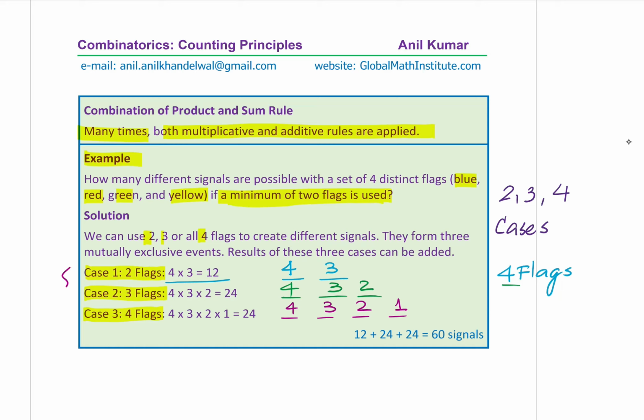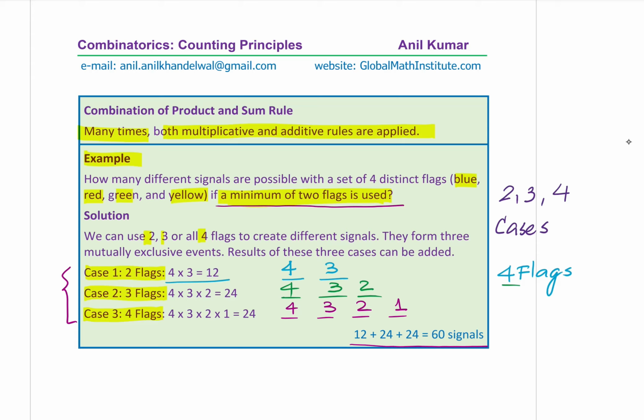Now, total is all the 3 cases together. Since the question says that a minimum of 2 flags is used, that means 2 flags could be used, 3 flags could be used, or 4 flags could be used. Perfect. So we can add them all to get our answer, which is 60 signals. So we can provide 60 signals by using 4 flags and at least 2 of them together.